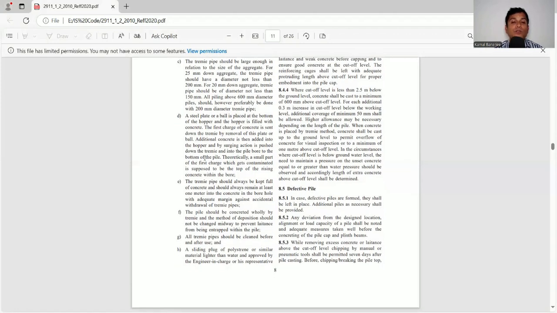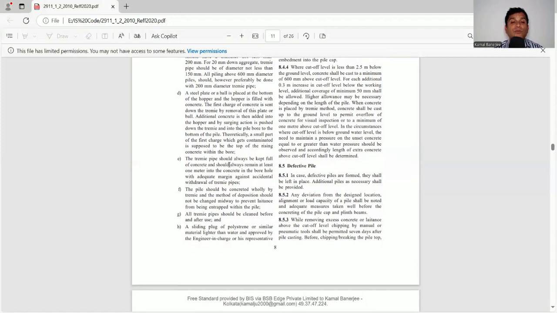Theoretically, a small part of the first charge which gets contaminated is supposed to be at the top of the rising concrete in the bore. That means when we pour the first concrete, it will rise to the top. So it goes from bottom to top. Whatever the first concrete is, it will be at the bottom and it should come out. And when it comes out, there is a tendency for it to mix with the groundwater or with the mud. So that will be removed after doing the concrete.